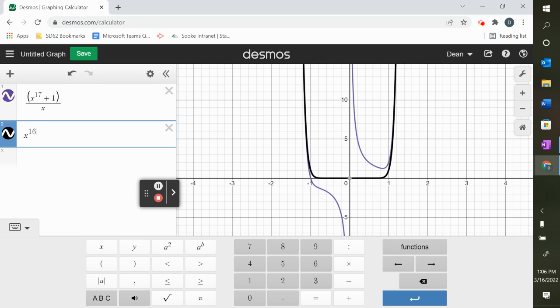All right. You only have to know slant asymptotes in this class. So let's do a practice one.